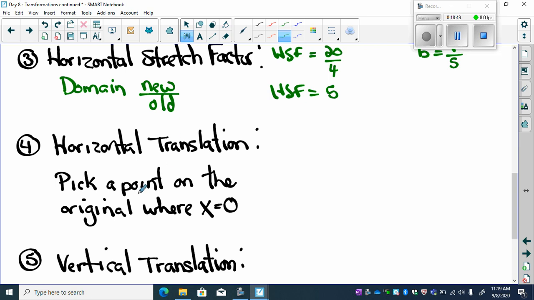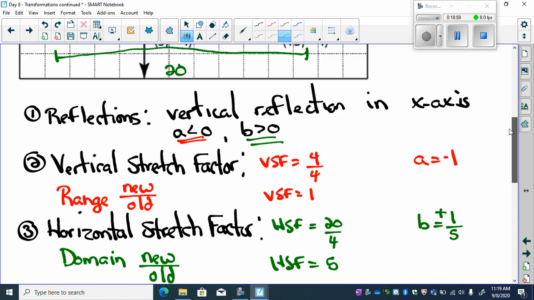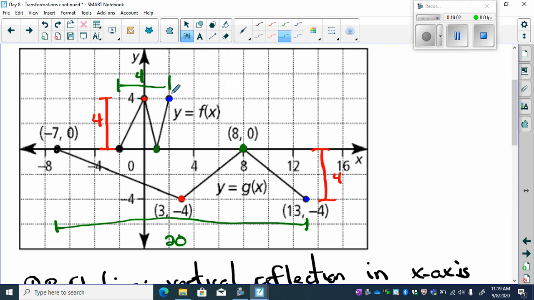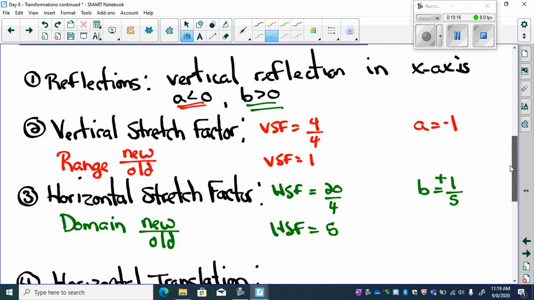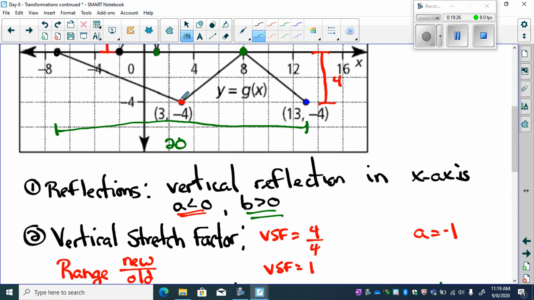For the horizontal translation, pick a point on the original where x is 0. Again, this eliminates me multiplying by 5. The only point where x is 0 on the original is the point 0, 4. 0, 4 is going to become 3, negative 4. That's its image point.